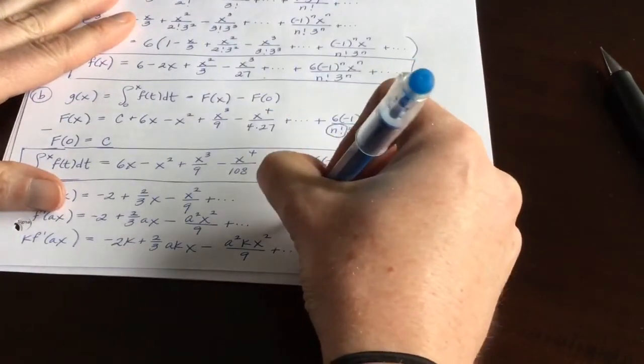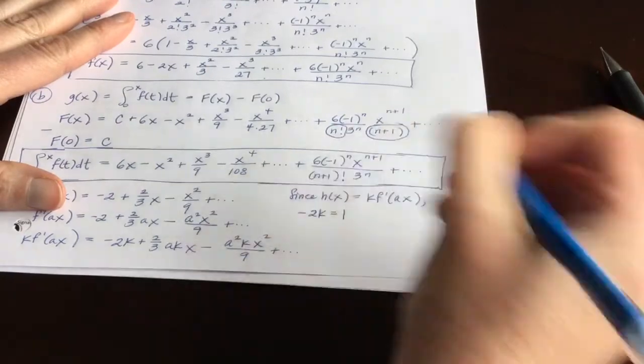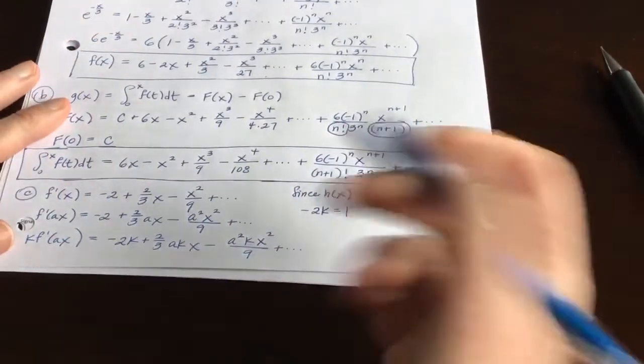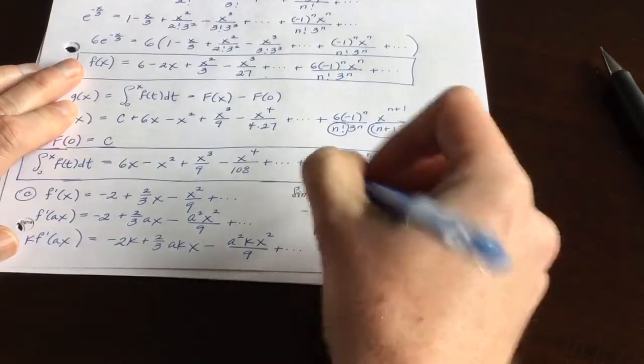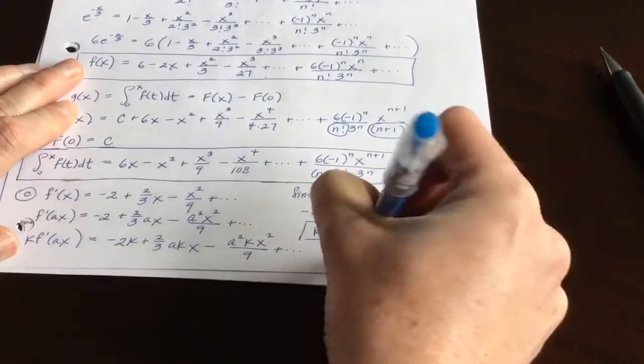Well, if these two polynomials are equal, then negative 2k here would have to equal the 1 from h of x. And then with a little algebra 1, you know what k is. So k would be negative 1/2. So there's your value for k.